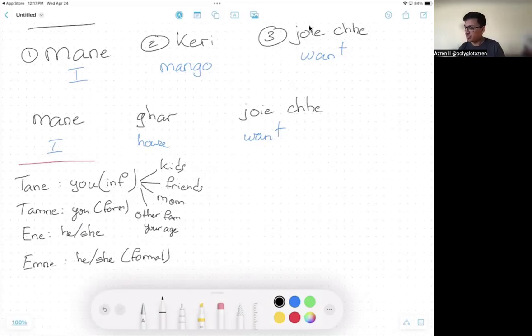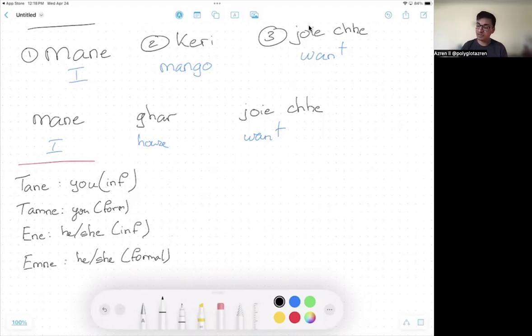I'm going to erase this up here to create some space. If you're just listening and you're wondering why there's silence, it's because I'm writing on a whiteboard and erasing some things. Okay, here we go. So this is informal, and this one's formal. So tane, you, informal. Tamne, you, formal. Ene, he or she, informal. Emne, he or she, formal.